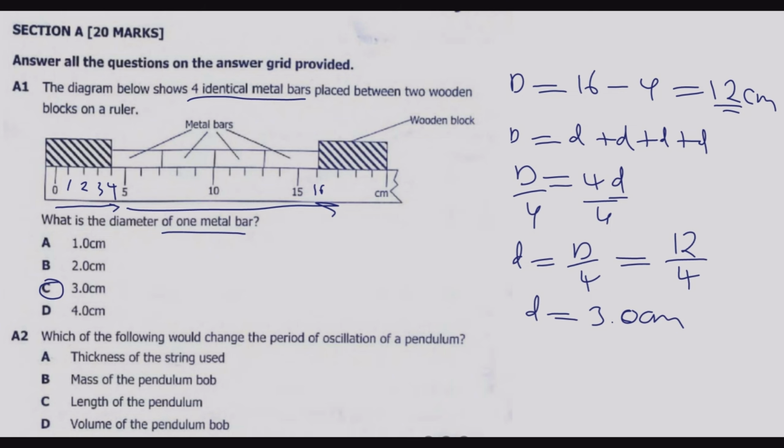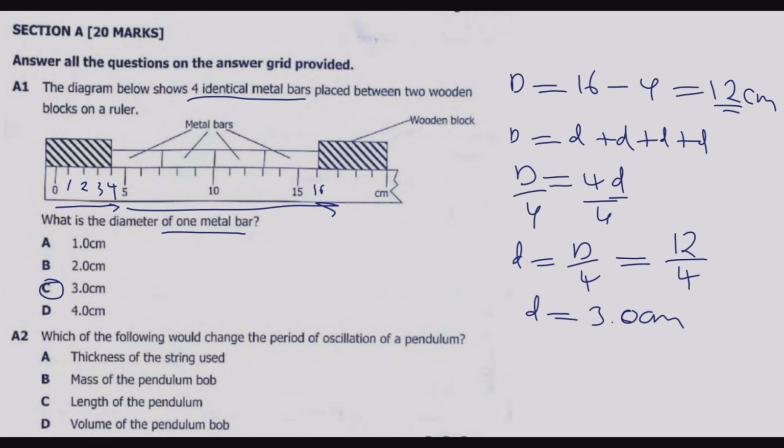Number 2, which of the following would change the period of oscillation of a pendulum? So we have thickness of the string, no. Remember, the 2 factors that affect the period of the pendulum are the length of the pendulum and acceleration due to gravity. And this must be noted that basically the mass of the bulb does not affect the period of the pendulum.